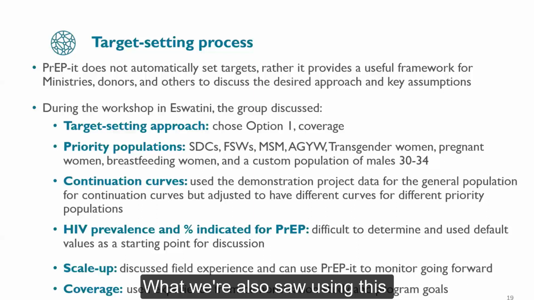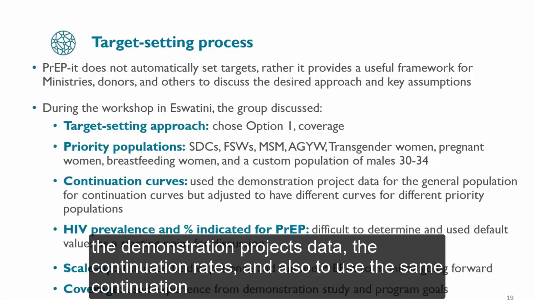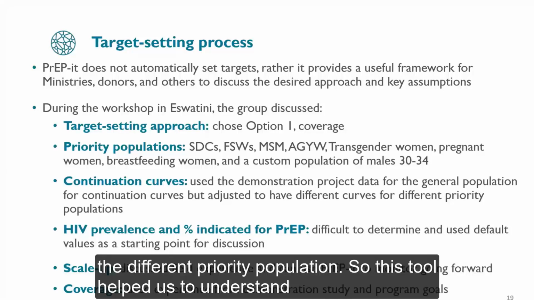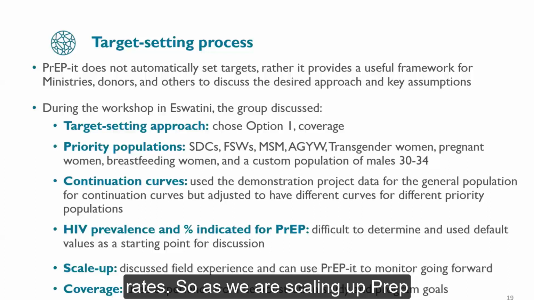What we also saw using this tool is that we're able to come up with continuation curves for the general population based on the demonstration project data and continuation rates. We were also able to use the same continuation rates from the demonstration projects for the different priority populations. So this tool helped us to understand the consequences of changes in the continuation rates.